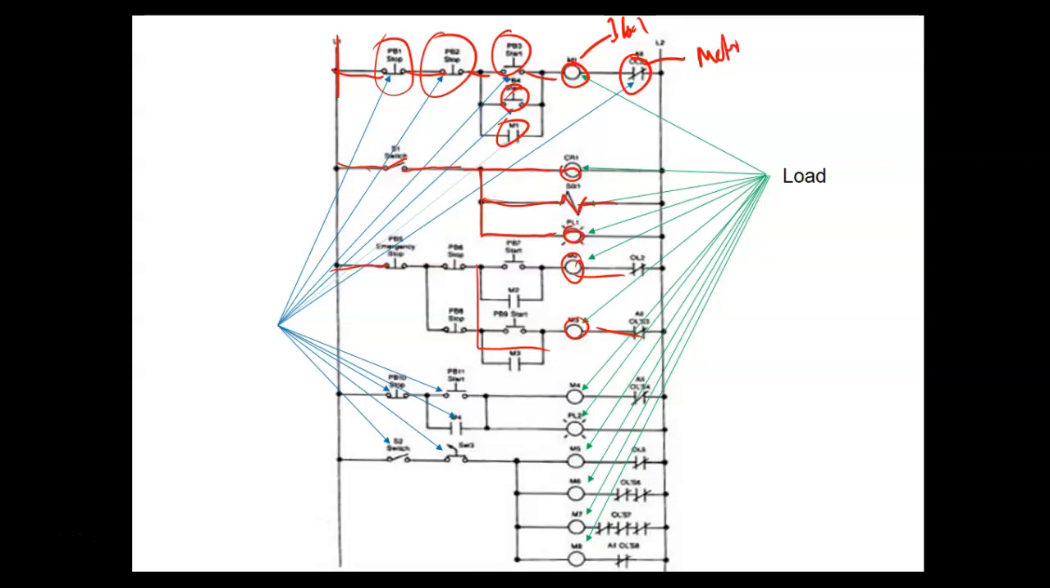So these are called ladder diagrams. This would actually be a relay logic. We call this a relay logic diagram. This is what you'll do in motor controls, and then PLCs.